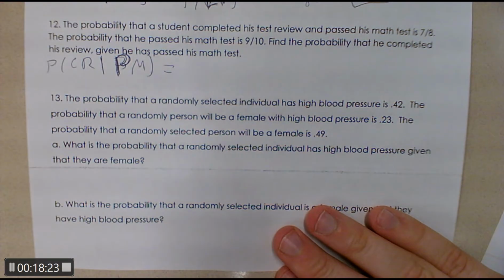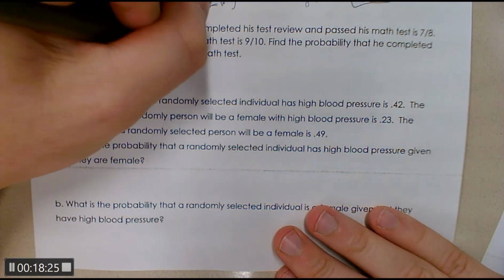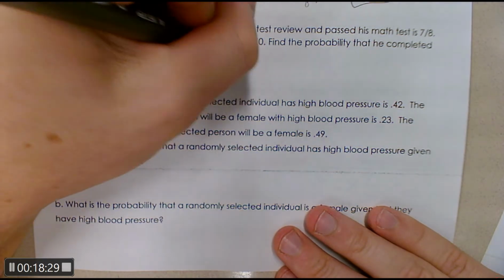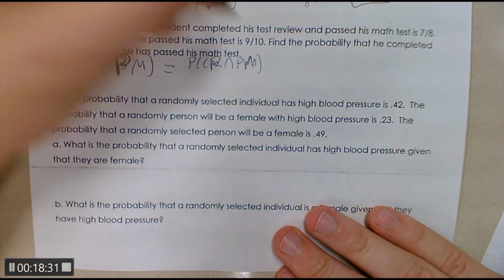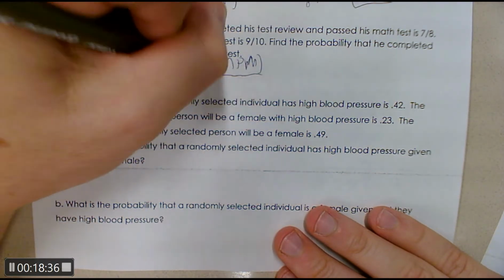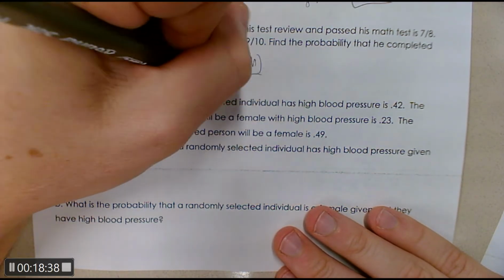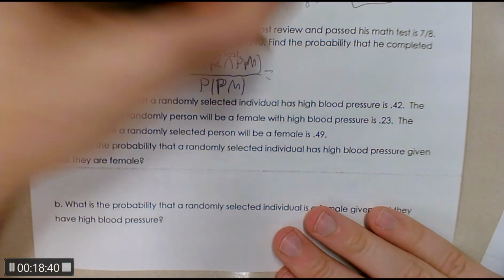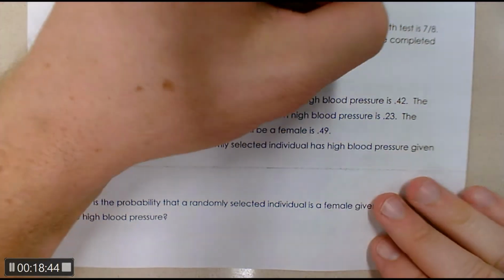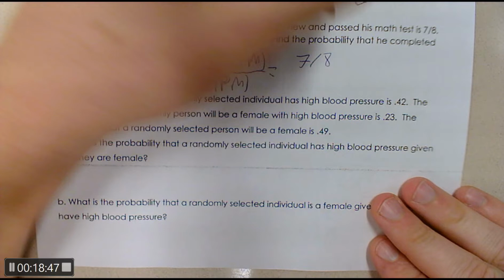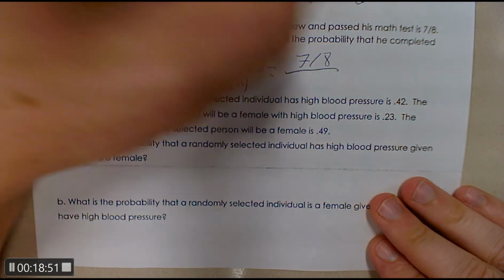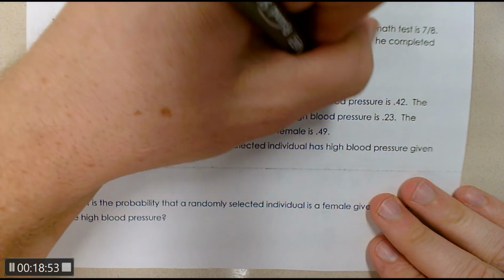So the top is going to be probability of completed review intersect passed math, over the probability they pass math. The probability they completed review and passed the math test is 7 out of 8, so 7 divided by 8, divided by the probability they pass the math test, which is 9 out of 10.